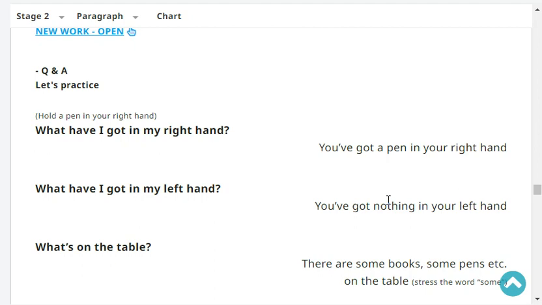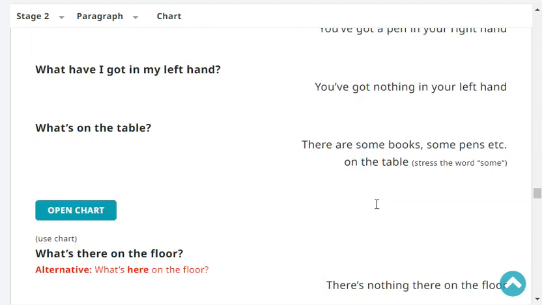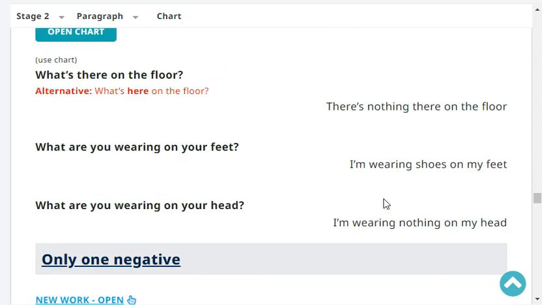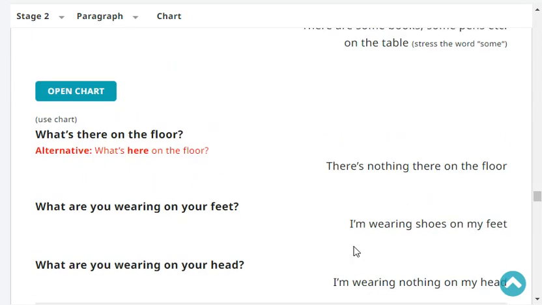Okay, what's on the table? There's a box on the table. What's there on the floor? There's nothing on the floor. What are you wearing on your feet? I'm wearing shoes on my feet. What are you wearing on your head? I'm wearing nothing on my head. Very good.